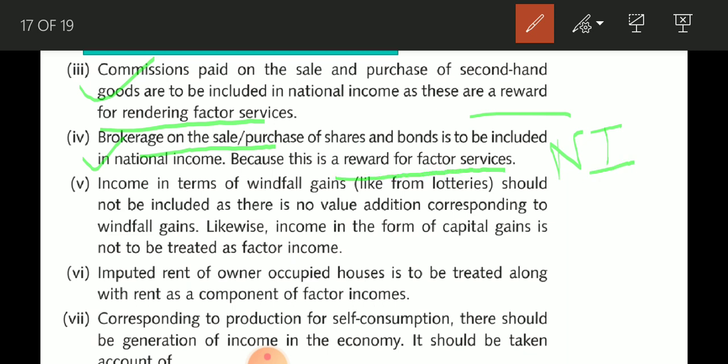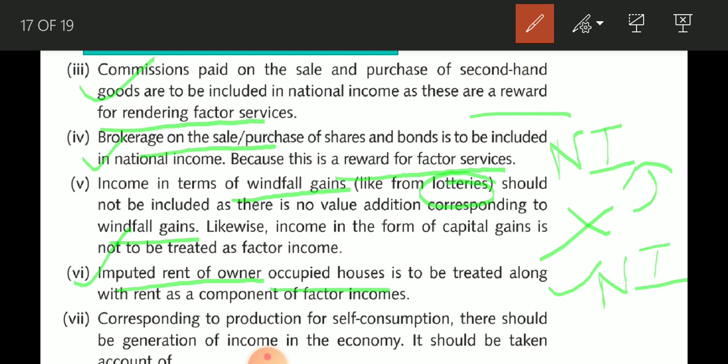Next, income in terms of windfall gains is not included in national income. Why? Because of this windfall gain there will be no increase in production of goods and services. And what is windfall gain? Lottery, getting any coupon, such type of income is not included in national income. Now next, imputed rent is going to be included. Imputed rent of own occupied house is included in national income.